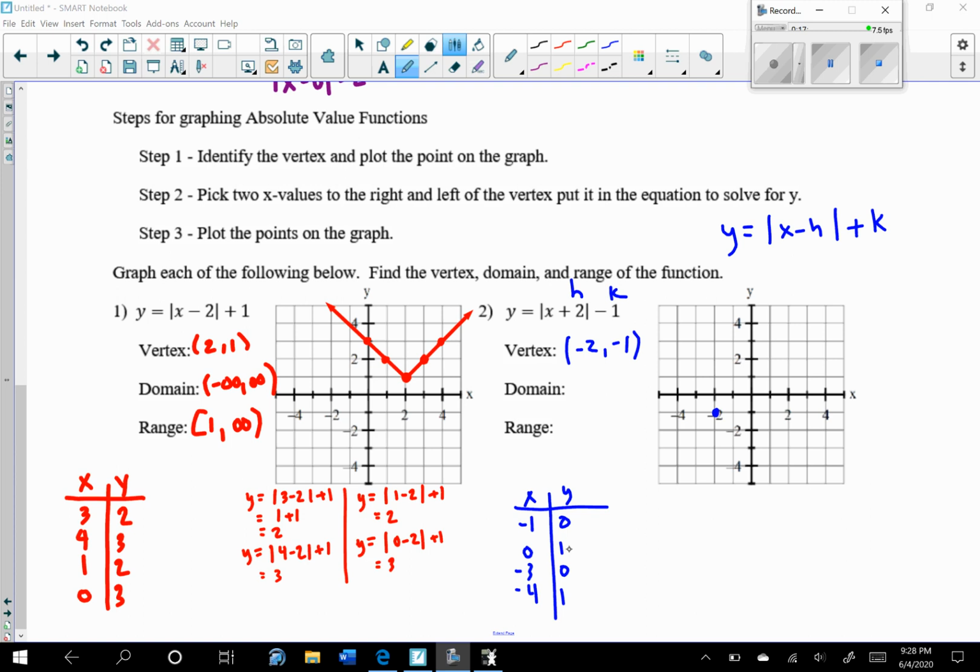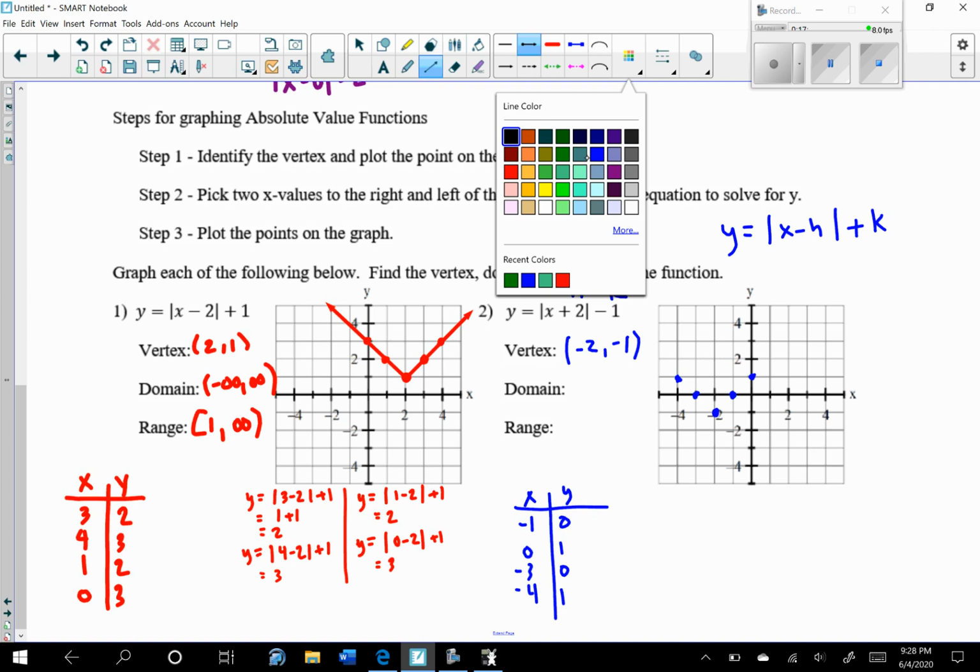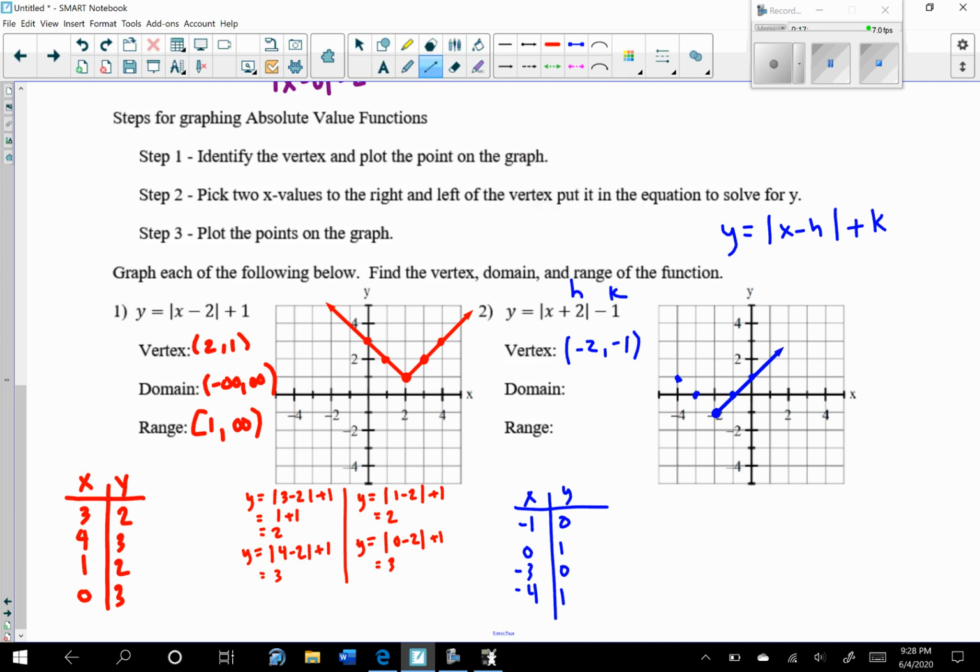So when you plug those in, you should get 0, 1, 0, and 1. This is 0 and 1, and 0 and 1. And then use your ruler to connect those values. And then we get our absolute value graph shape. So that's our absolute value graph, and our domain we know is all real numbers because we can plug anything in for x. And the range starts at the lowest value of negative 1, so bracket negative 1 to infinity.